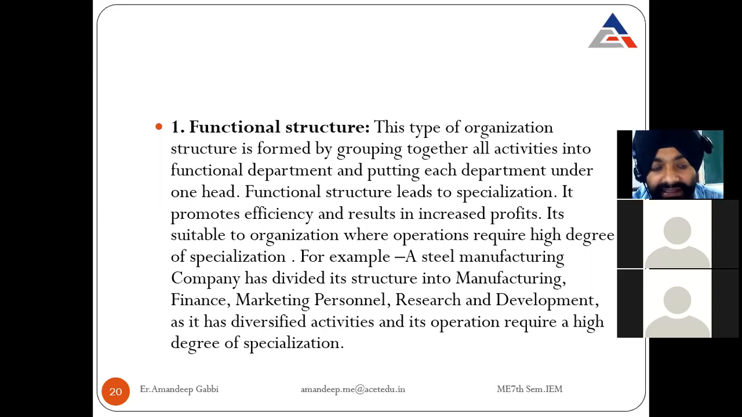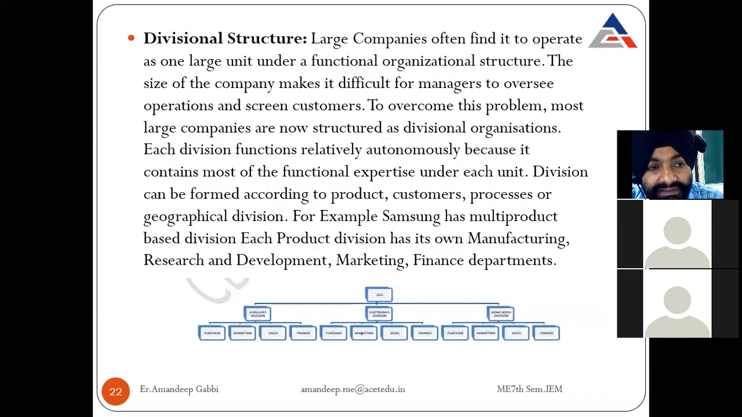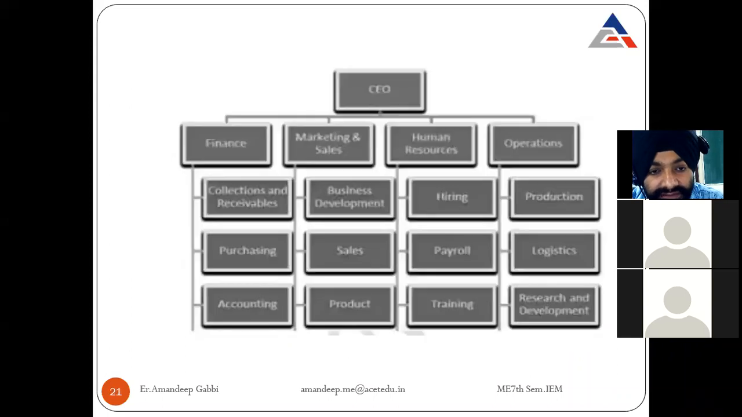So there are two types of structures, right? One is functional structure and the other is divisional structure. Now let us see what is functional structure.